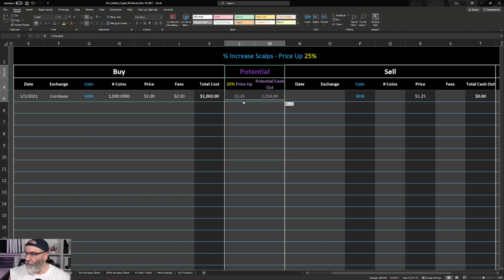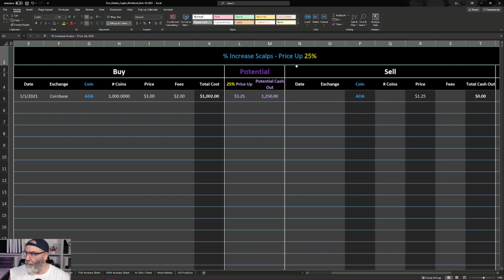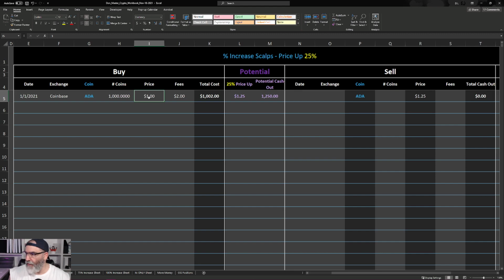This section here you never touch. Potential, never touch it. Because it is literally going to pre-figure out for you based on the rule of this particular sheet, which is the 25% sheet, that this price action right here needs to go up 25%. So it figures it for you, whatever the price is that you paid for the coin.